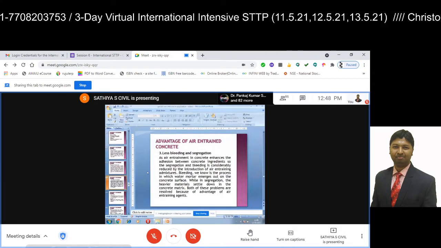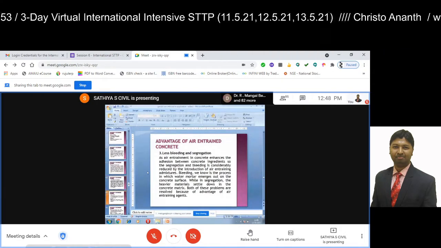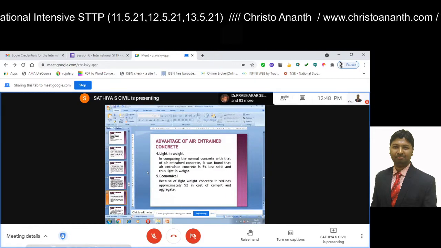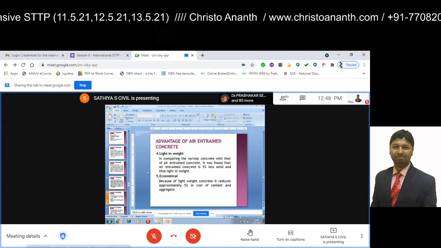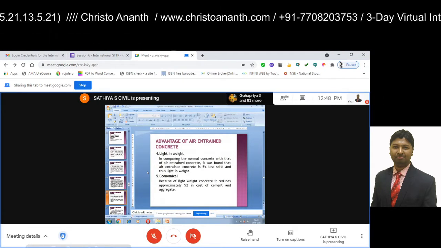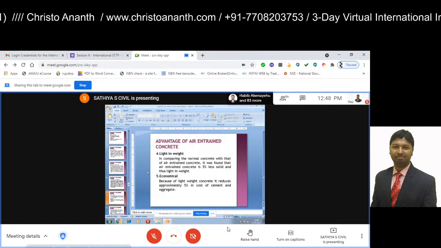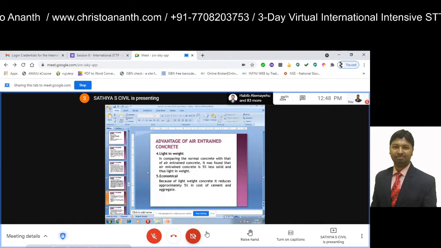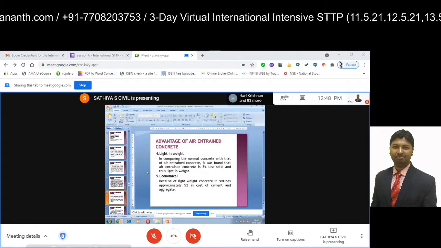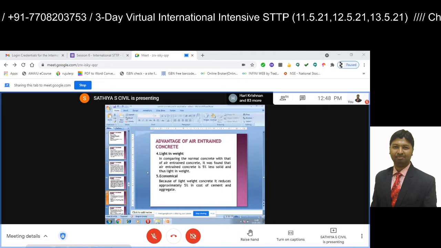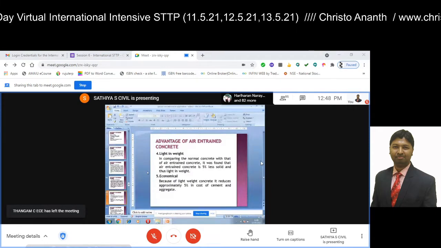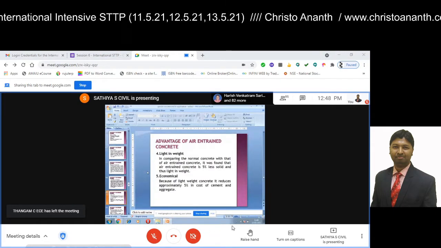Then another advantage of air entrained concrete is that it is economical. When the weight of the air entrained concrete is compared with the normal concrete, the weight will be reduced. That means we can reduce the weight by 5%. Then economical, because of lightweight concrete, it reduces approximately 5% in the cost of cement and aggregate. Thus, we can reduce the material content as well as save money.